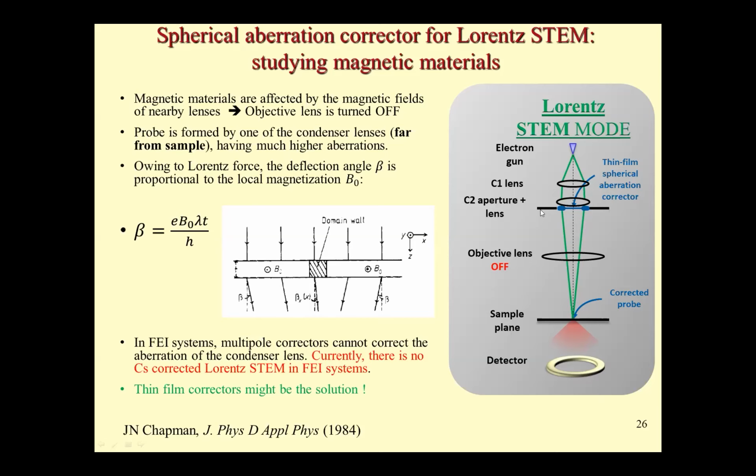The problem is if I want to have good resolution, I need to correct the aberration of this condenser lens. Now, the thing is, even if you have an aberration-corrected microscope, at least from FEI, which is the largest manufacturer, you cannot correct the aberrations of this lens. So what we suggest is to do the same technique that I showed you before, but now apply it to this lens. So this will open the ability to do Lorentz STEM with much higher resolution. And essentially, we believe that we can approach the 1 nanometer resolution using this method.